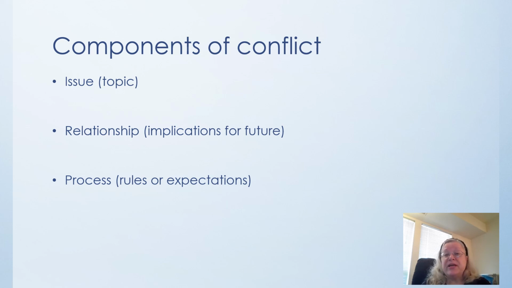So you have these three components in every conflict. You have the issue or topic that the conflict is about. You have the relational dynamics that already exist between you, and you have your implicit or explicit rules for how you process a conflict situation with this partner.